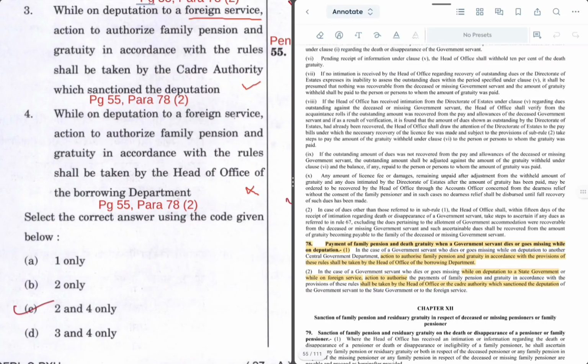They are writing borrowing department. No, it is not borrowing department. It is a department which sanctioned the deputation.